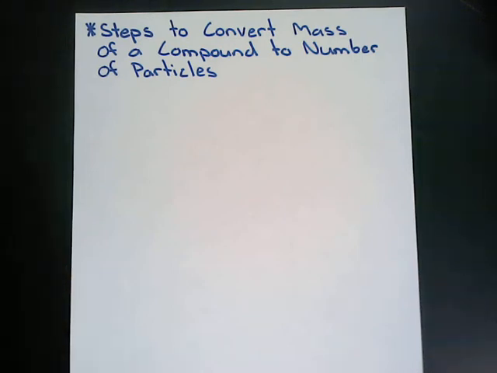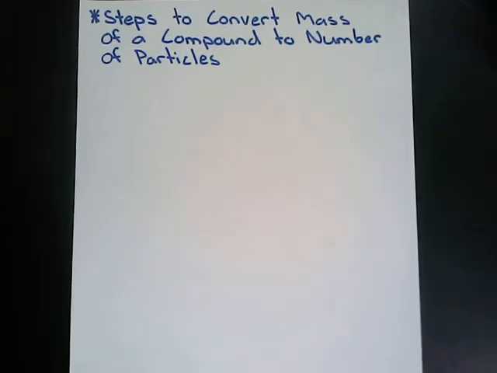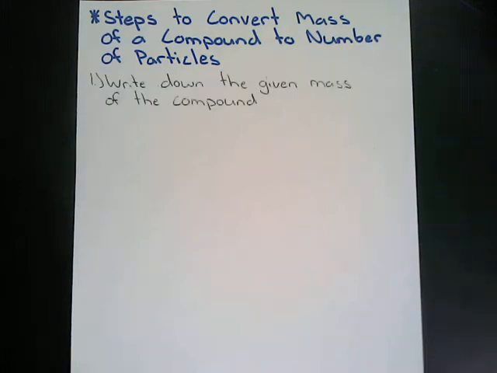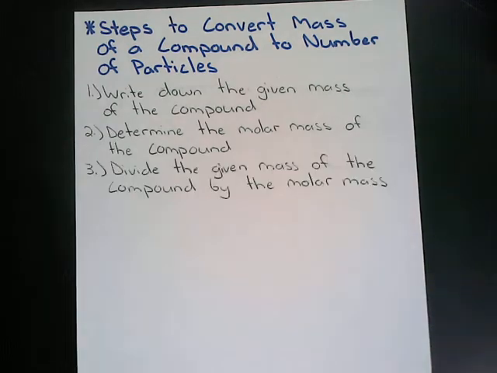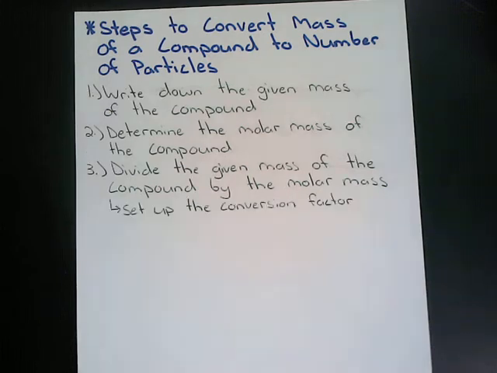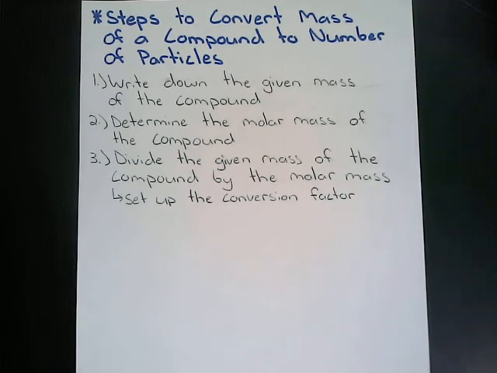So the steps, I'll warn you, are a little bit lengthy here, but that's because we're essentially doing 3 conversions in one. So the first step here is this: write down the given amount of mass of the compound. The second step is to determine the molar mass of the compound. The third step is to divide the given mass of the compound by the molar mass of the compound. And step 3 here is a conversion factor that you need to set up. The fourth step here is to calculate to determine the number of moles of the compound.